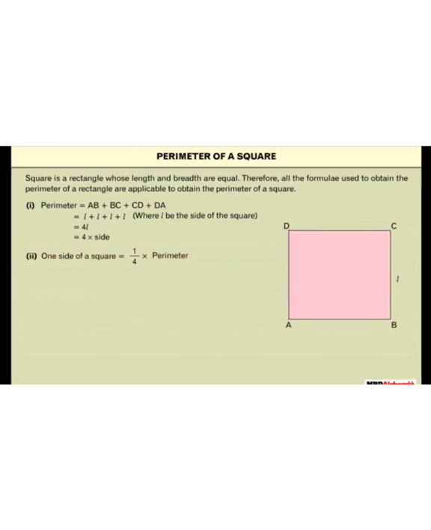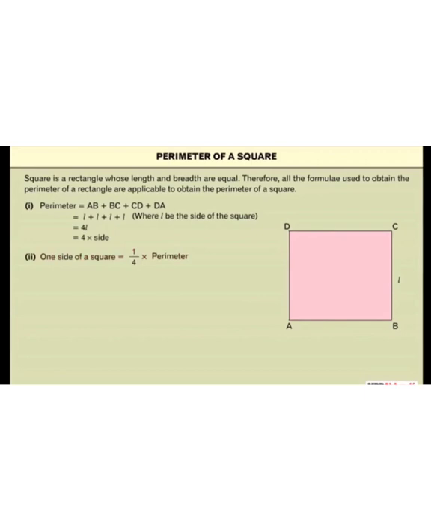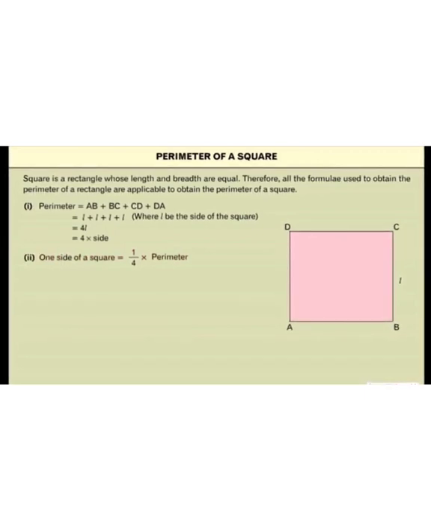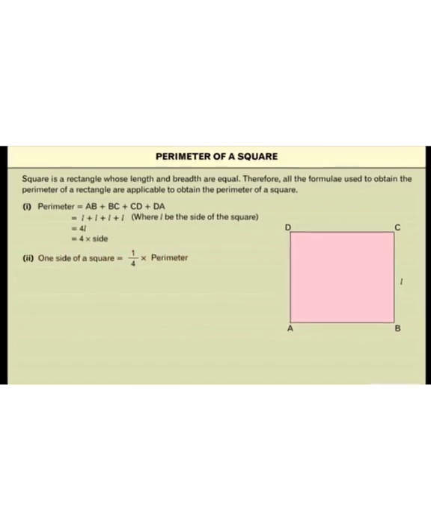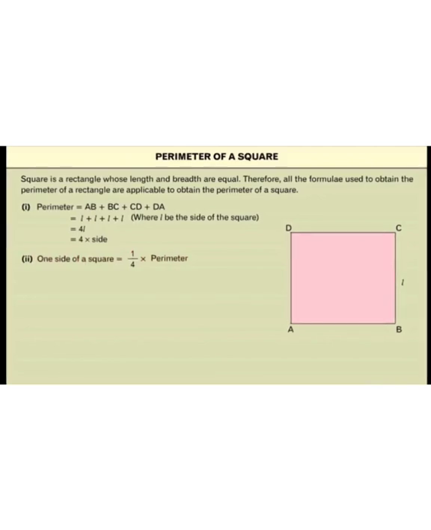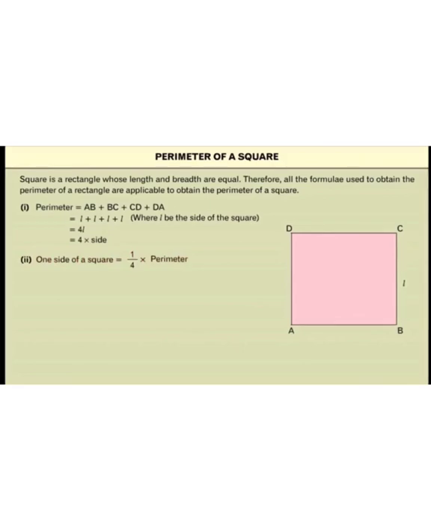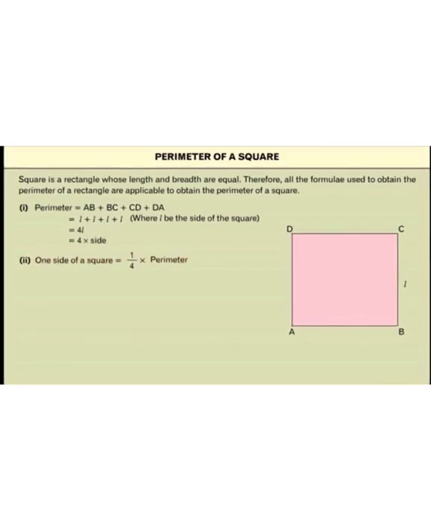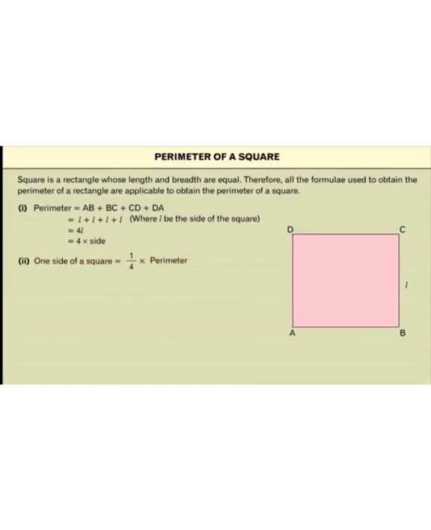Therefore, the perimeter is equal to the sum of all sides of the square, means a plus a plus a plus a. So the perimeter of a square is 4a, or we can say 4 into a. Clear? And remember, the side of a square is equal to the perimeter of the square upon 4, or we can say 1 by 4 into perimeter.